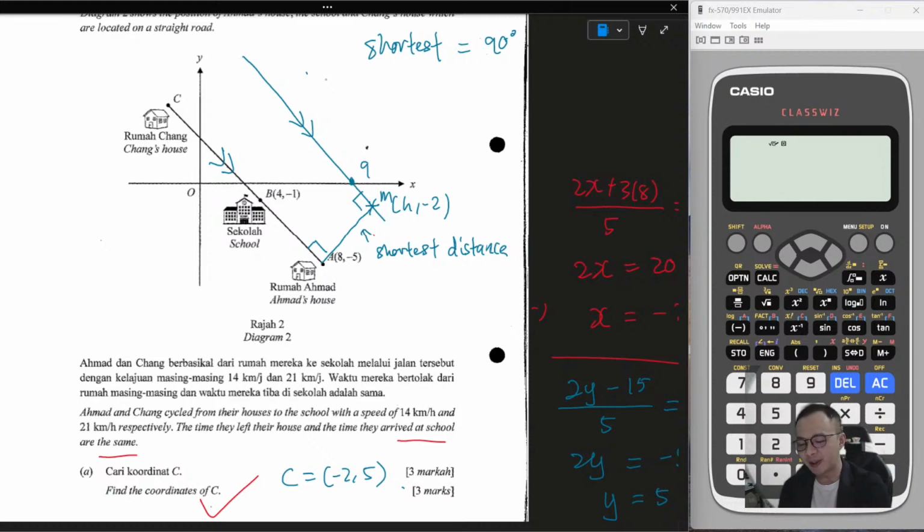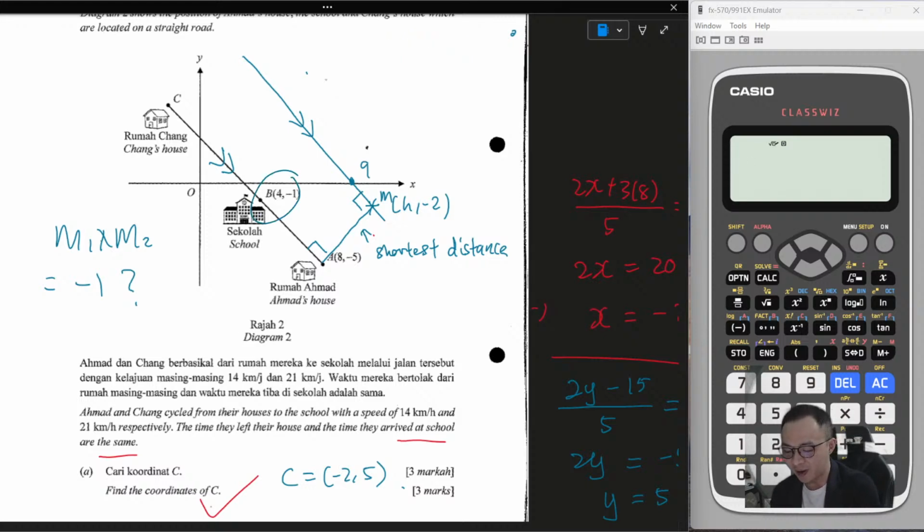So how to prove perpendicular in a coordinate topic? We take the first gradient, multiply the second gradient, and see if the final answer equals -1. If it equals -1, that means they are the shortest distance and perpendicular. Got it? So first I solve the parallel problem. I have 2 points here, or even 3 points. This is -2 and 5. I can easily find the gradient of the route first.